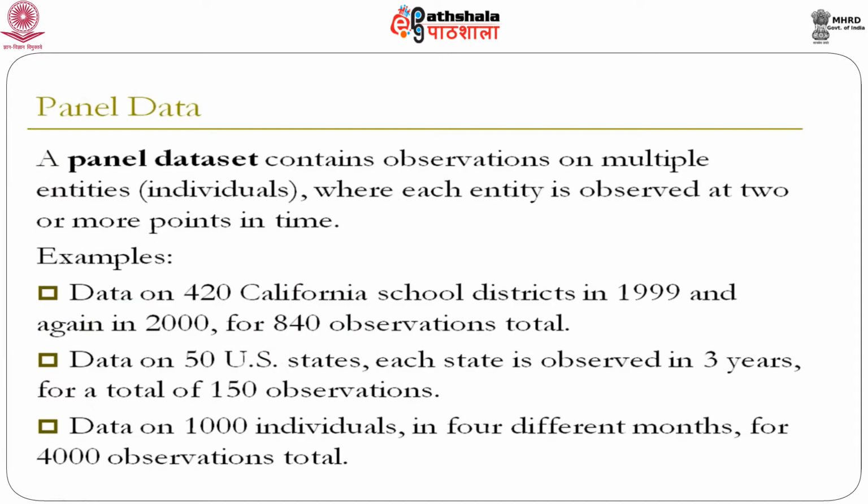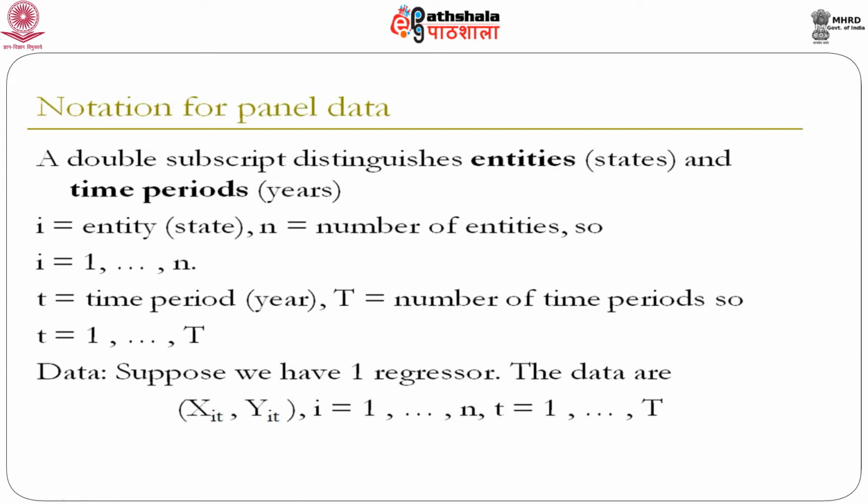Now, a panel data set contains observations on multiple entities (individuals), where each entity is observed at two or more points in time. For example, suppose you have California school district data in 1999 and 2000, for 84 observations in total. Or data on 50 states, each state observed in 3 years, for a total of 150 observations. Or data on 1000 individuals in 4 different months, for 4000 observations in total. So, we have entities, such as states, and time periods, such as years.